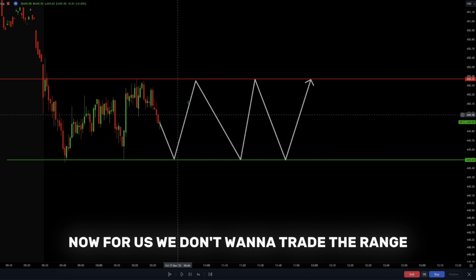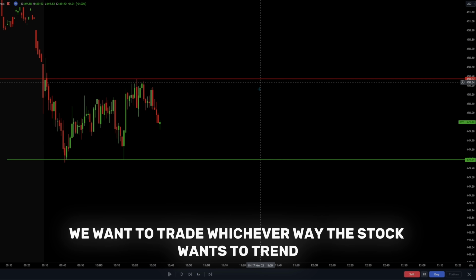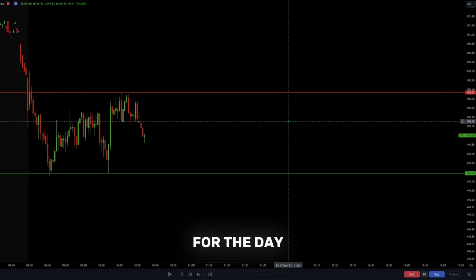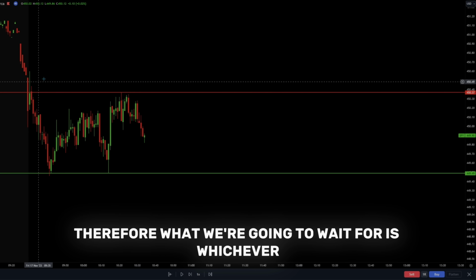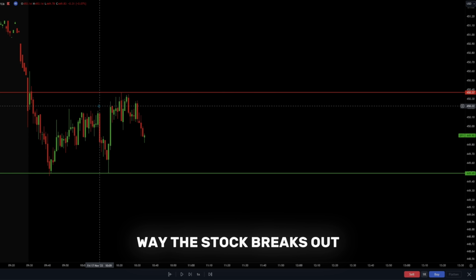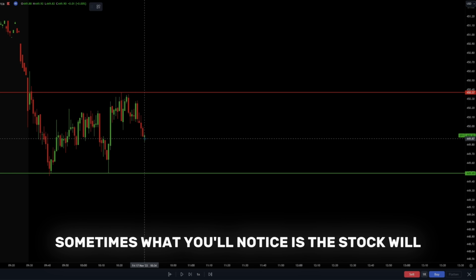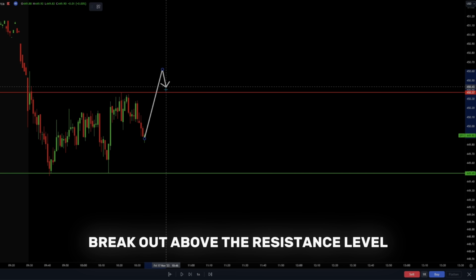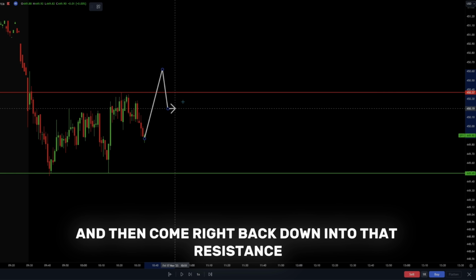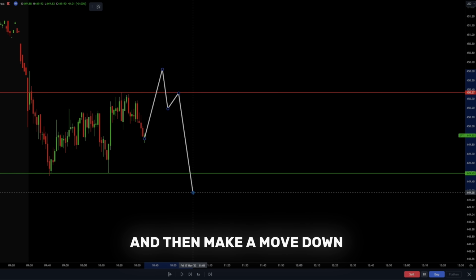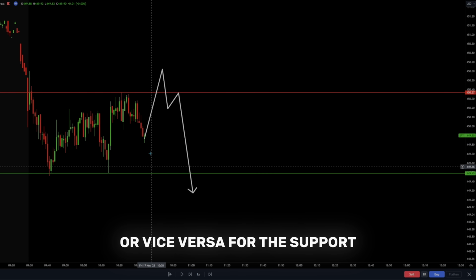Now, for us, we don't want to trade the range. We want to trade whichever way the stock wants to trend for the day. Therefore, what we're going to wait for is whichever way the stock breaks out. Sometimes what you'll notice is the stock will break out above the resistance level and then come right back down into that resistance, retest its resistance, and then make a move down, or vice versa for the support.